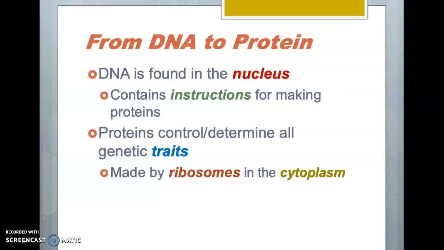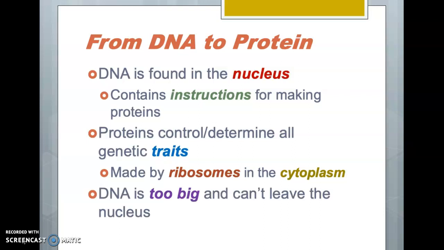But those proteins, we talked about cell structure before, proteins are made in the ribosomes. Ribosomes are found in the cytoplasm. DNA is found in the nucleus. Ribosomes that make the proteins are found in the cytoplasm. DNA is too big to leave the nucleus. The pores in the nuclear membrane are not big enough for the DNA to leave, so that provides a problem. The information, the instructions are in the nucleus. The factory for making the proteins are in the ribosomes at the cytoplasm.